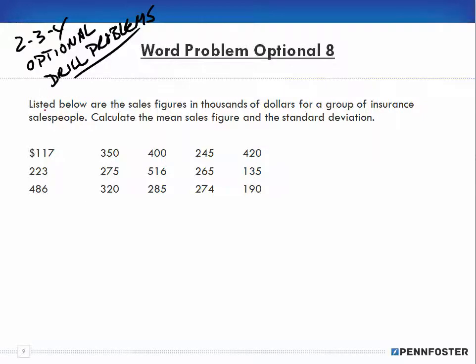Okay, so number 8 here, it says, listed below are the sales figures in thousands of dollars for a group of insurance people. Calculate the mean sales figure and the standard deviation. The mean sales figure is nothing more than the average of all of the data points. So you add up all of these figures: 117 plus 223 plus 486 plus 350 plus 275 plus 320, and so on and so forth. When you add them all up, you end up getting 4,601. That's the total of all of those numbers.